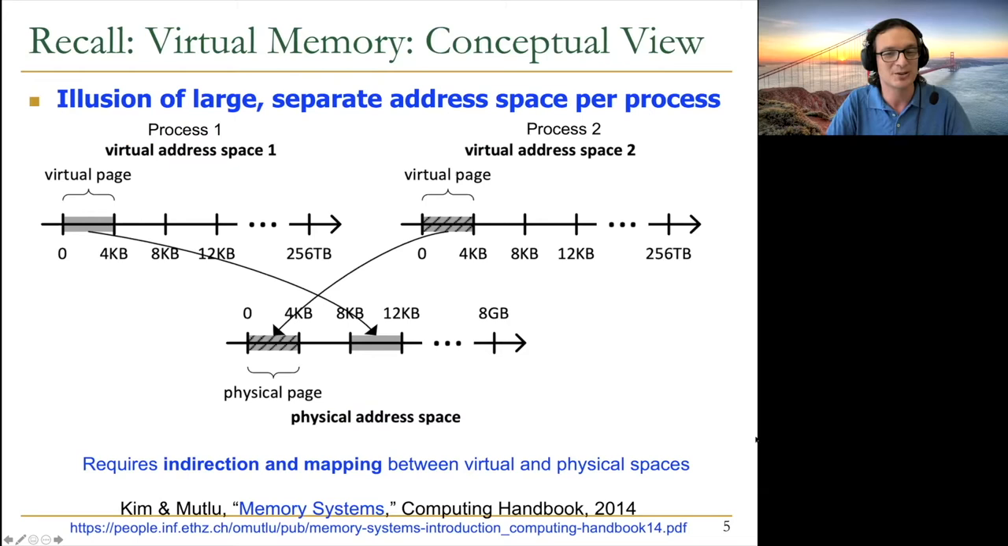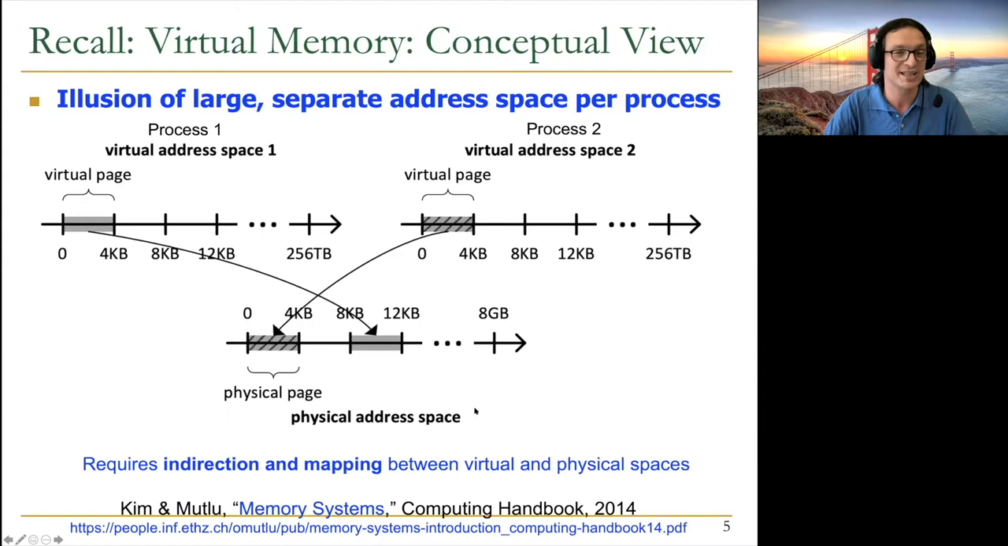And this was one of the pictures that I used to give you the idea. Basically, you have multiple different virtual address spaces belonging to different processes. It could be within the process also, potentially, but we didn't talk about that, and we're not going to talk about that really in this lecture. And you map it to physical address space that is of limited size or much smaller size. And this requires indirection and mapping, as we discussed.